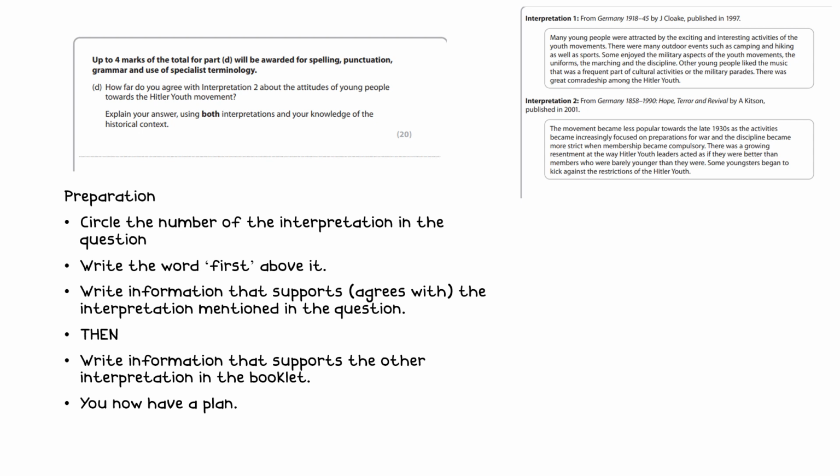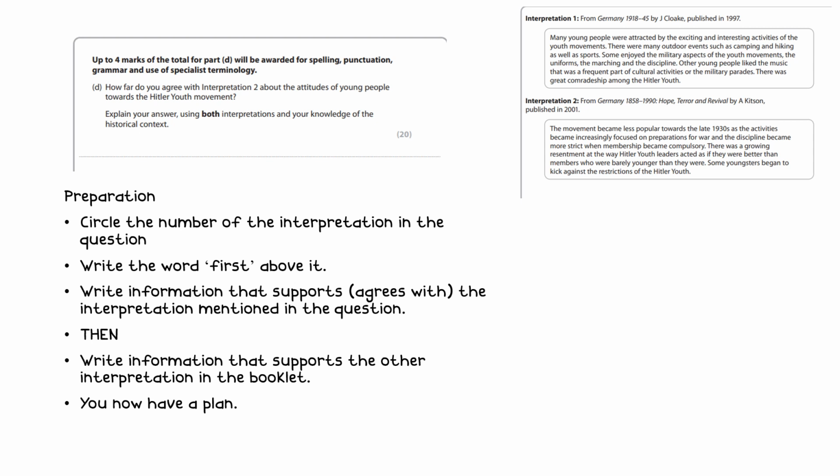Then you're going to look at interpretation 2, because that's the one in the question, and you are going to write information that you know around that interpretation that agrees with it. So for example, interpretation 2 on the screen on the right says the movement became less popular in the late 1930s as the activities became increasingly focused on preparations for war and the discipline became more strict. So if you know anything about the Hitler Youth movement that would support that, you're going to write that next to the interpretation. We've done that a lot in lessons. You've had a lot of experience at annotating interpretations, and that's what you're going to do in your exam.